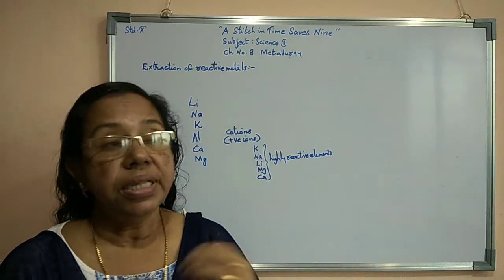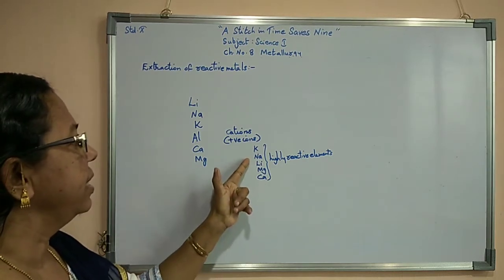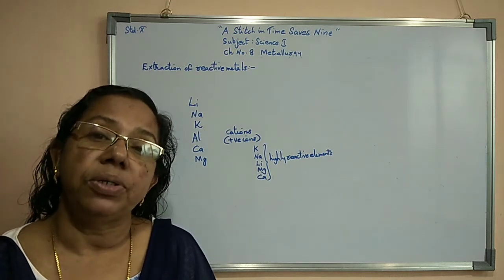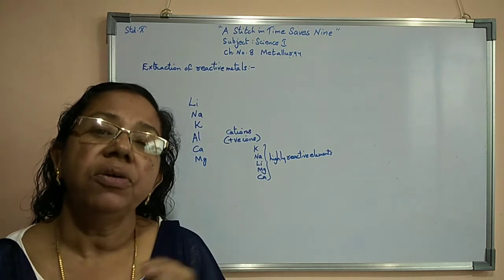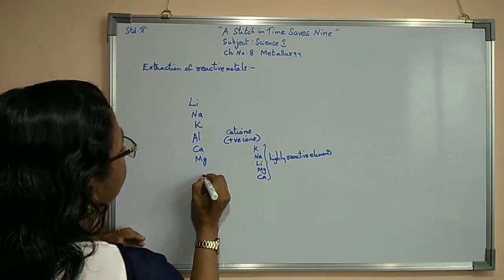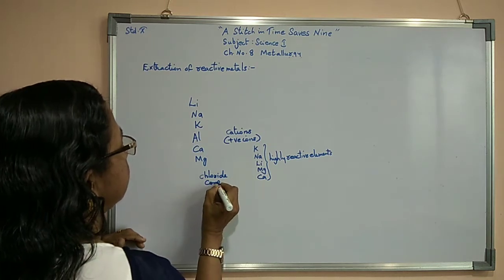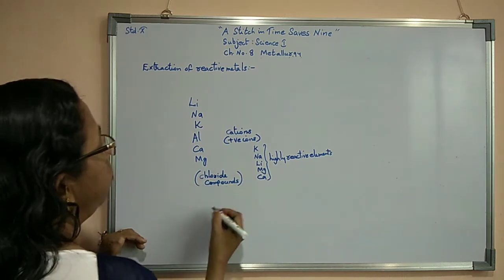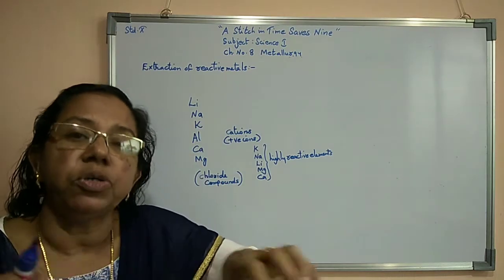So now, these reactive elements as well as highly reactive elements, such as sodium and potassium, are there. Now how can we extract them? For extracting, that means separating pure metal from their compounds, especially from their chloride compounds, we can extract these metals. That means we can purify.